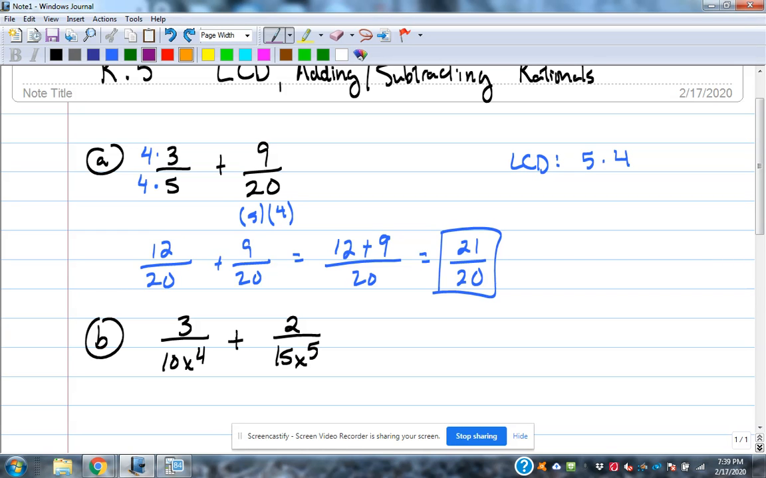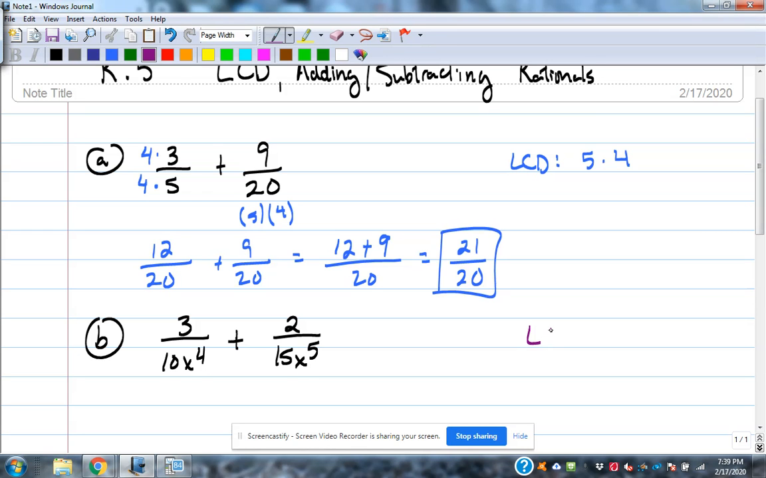All right, let's look at B. It's a little bit bigger thing. Okay, so we've got 3 over 10x to the 4th, and then 15x to the 5th is the denominator over here. It doesn't matter what's on the numerator at this point. We're just getting the denominators the same.